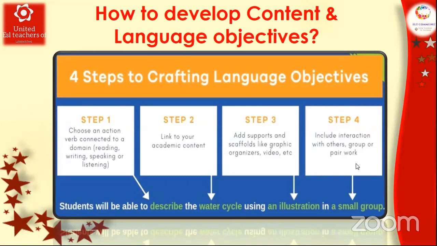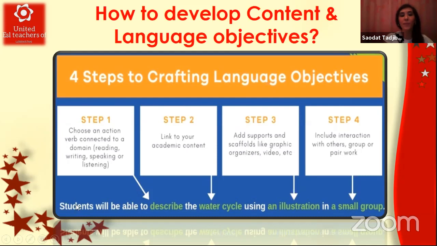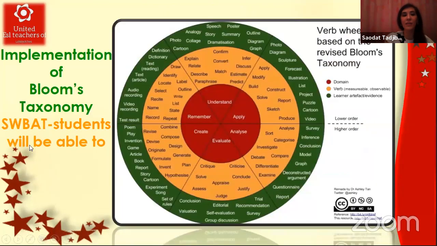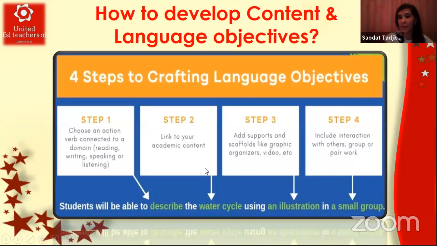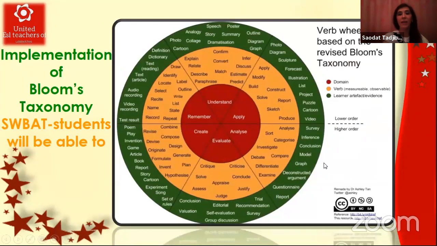For the first step of globalization, we can choose global warming, reading about global warming from a newspaper or article. So please design a language objective for this lesson, beginning with "students will be able to," okay? Now, can you remember these 4 steps? First, you are taking the verb, then linking to content, then you are using an activity, and then interaction. Now here, by looking at Bloom's taxonomy, please design it.